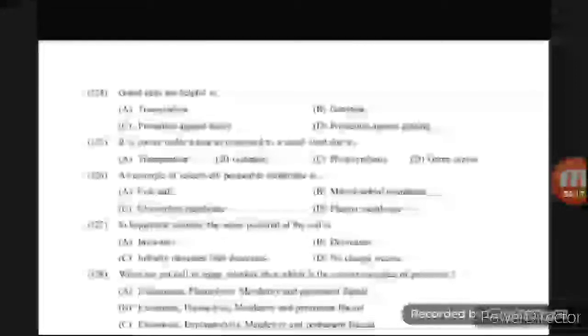Now if you come to question number 126, here they have asked, an example of a selectively permeable membrane is: option A, cell wall, option B, mitochondrial membrane, option C, chloroplast membrane, option D, plasma membrane. So which option is correct for question number 126? You have to say first, then I will tell the correct answer for this question. So for that your time starts now.